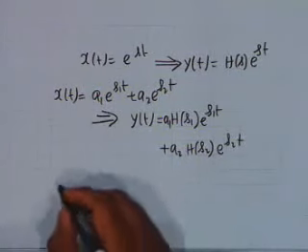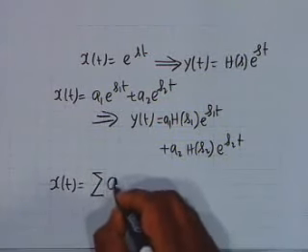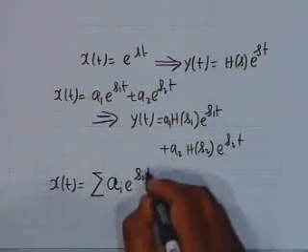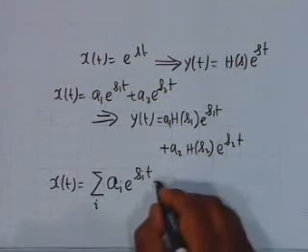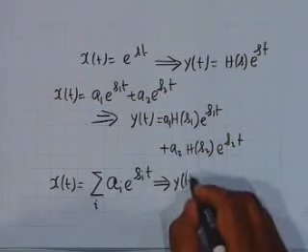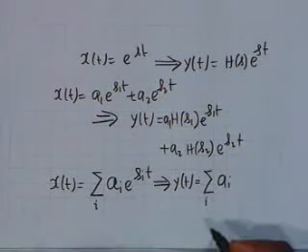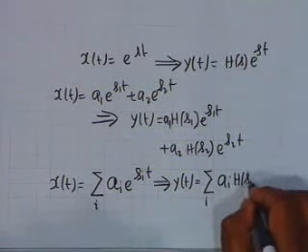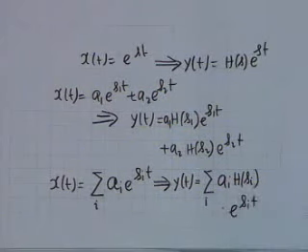And in general, if I put an x of t which is a summation of ai e to the sit, summation over i, if this is my input, then the output shall be equal to summation ai, again summation over i, h of si times e to the power sit. This follows from linearity of the system, and that's where the series, Fourier series, comes.